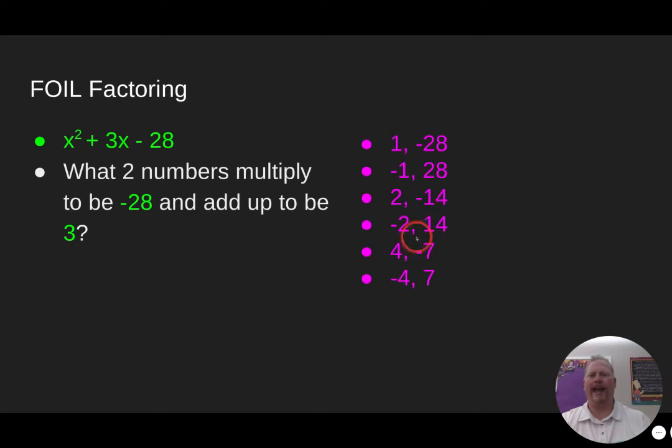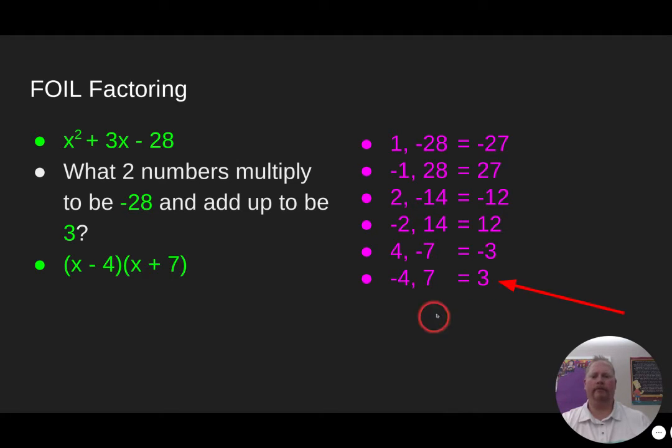So now let's go through and add these up and see which pair adds up to be 3. So negative 27, positive 27, negative 12, positive 12, negative 3, and positive 3. So we found it. We found the pair that adds up to be 3. So that's our answer, x minus 4 times x plus 7.